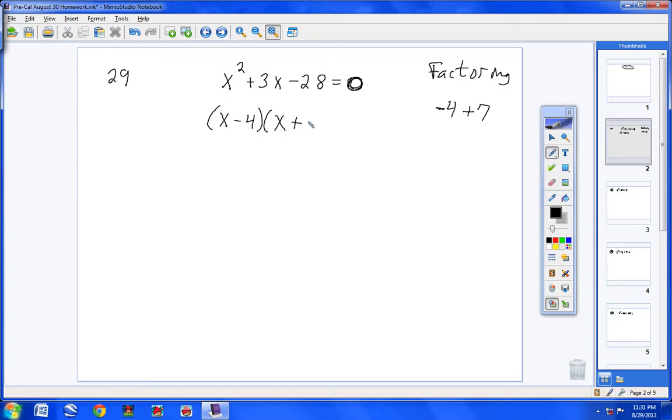Isn't the factoring method fast? It really is the best way to go. And now you simply say, what would make this parentheses a 0? Well, obviously 4 would. 4 minus 4 is 0. What would make this parentheses a 0? Obviously a negative 7. Negative 7 plus 7 is 0. So your two answers then would be 4 and negative 7. And now let's move on.